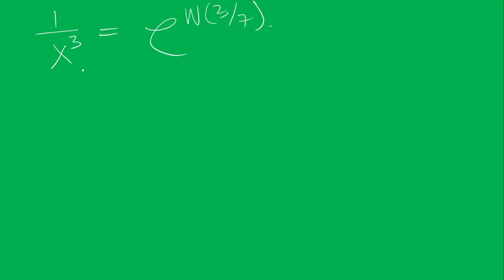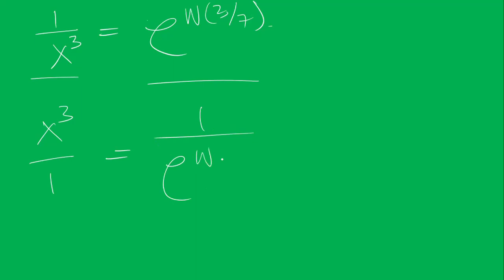Now, with this expression, I can now say you now have, if I inverse the left hand side, what I do to this side, I also do it to this side. So I have to inverse this side. For me to inverse this, I will now have x to the power 3 all over 1. It's the same thing as 1 all over e to the power w 3 over 7.